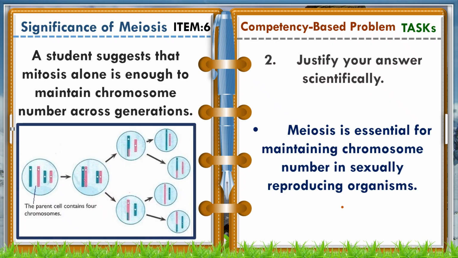Then also, meiosis is essential for maintaining the chromosome number in sexually reproducing organisms, whereby we are having sexual reproduction. Meiosis is very important in maintaining the chromosome number in sexually reproducing organisms.